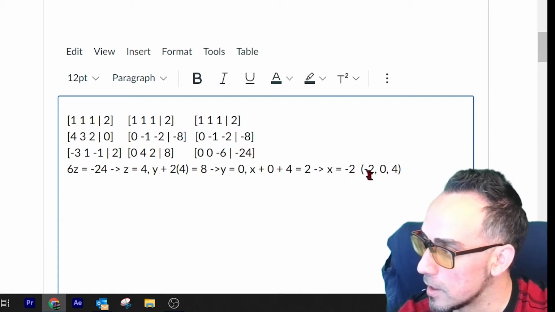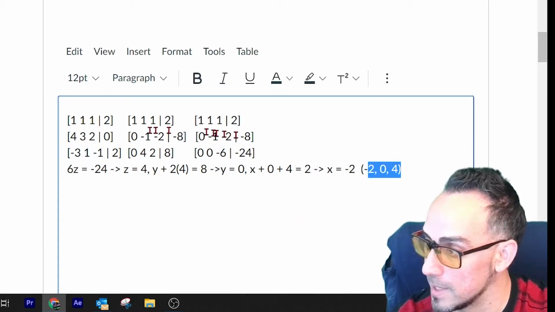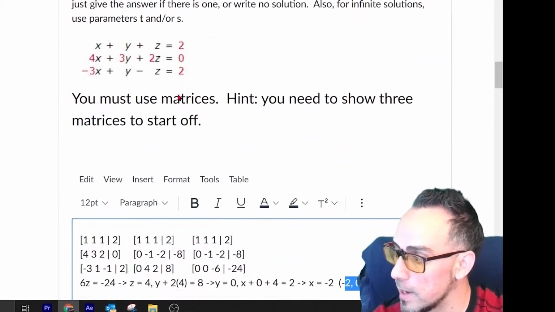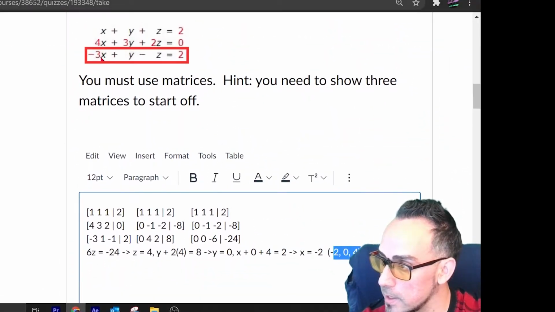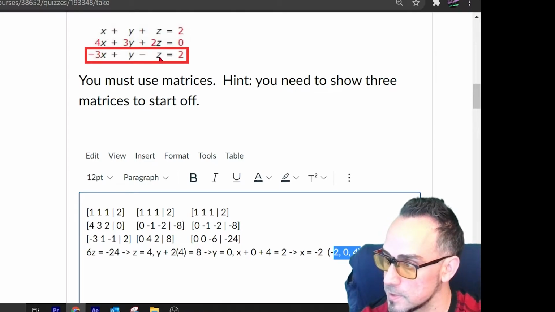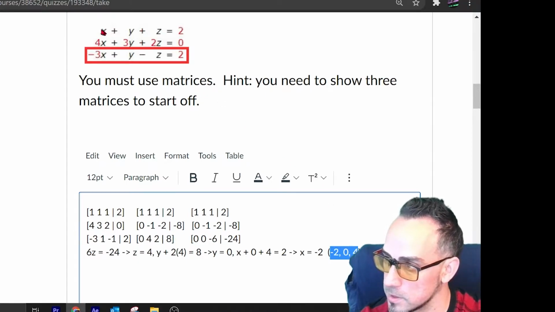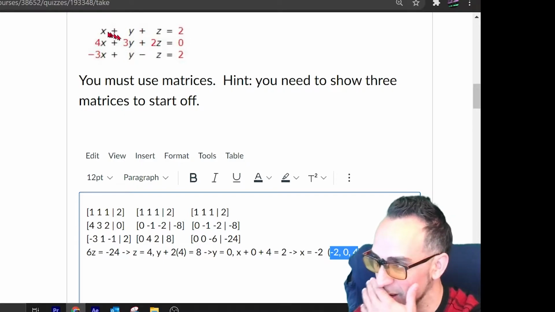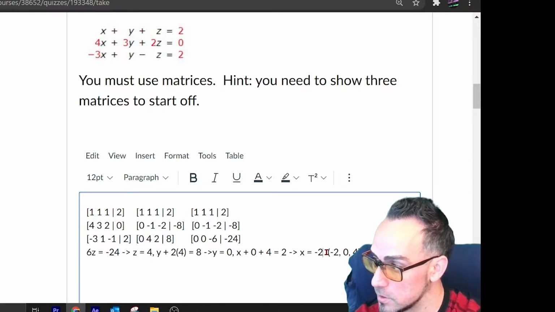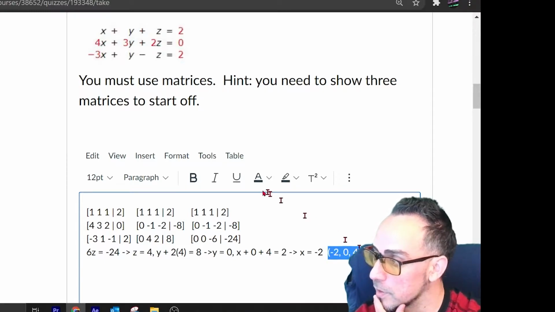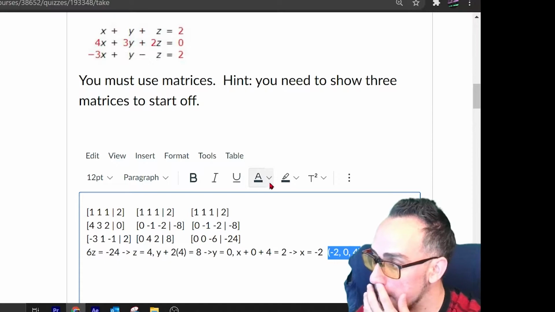Now you can check your answer, highly recommended, in the following way. So -2 times -3 is +6. And then plus 0, so I got +6 so far, and then a -4. So +6 minus 4 is 2. Hey, this works on the last equation. You can check the top equation, which is the easiest to check. So -2 and 4 is 2. Yes, that works. So that is correct. You see how you can check your answer? Now this is how you show your work on the exam.